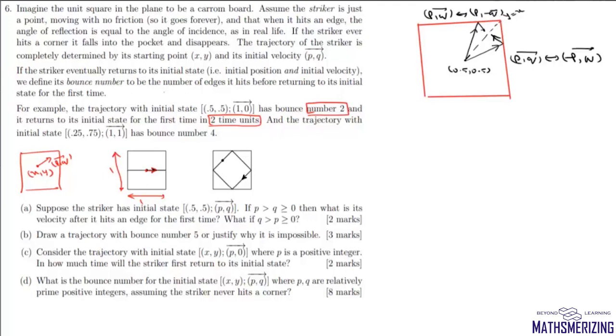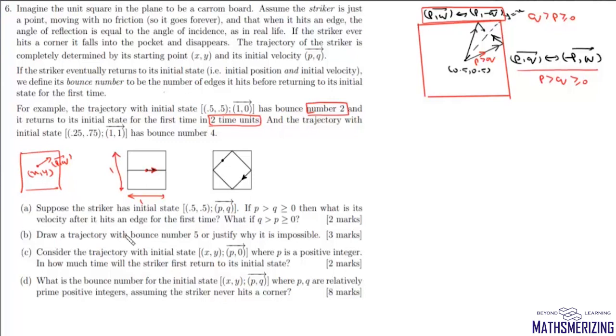Now the first question is, if p is greater than q. So if p is greater than q, that means this angle is less than 45 degrees. In that case, its velocity will change from (p, q) to (-p, q). So it will be true when p is greater than q, which is greater than or equal to 0. And if q is greater than p, which is greater than or equal to 0, then in that case, it will hit a vertical edge. The velocity will change from (p, q) to (p, -q).